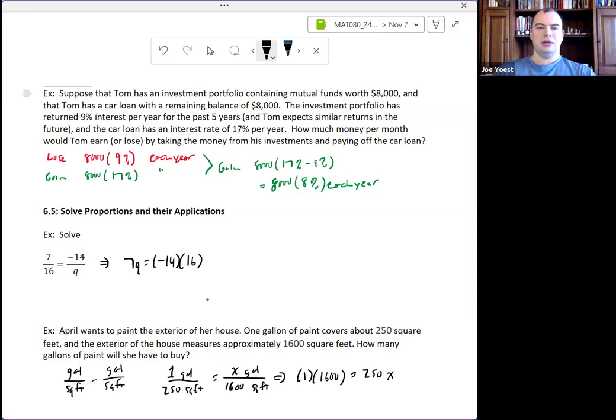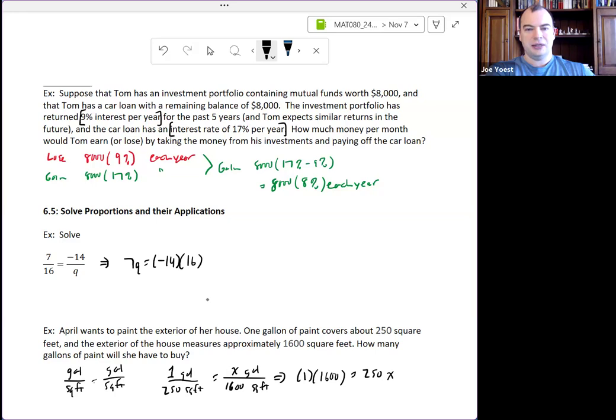Well, he would lose the 9% interest per year that he would have gotten from the mutual funds if he had left that invested. He loses that amount per year. That's a detriment if he sells them and takes the money out. On the other hand, he gains the amount of interest he would have paid on that car loan. He gains that 17% per year.